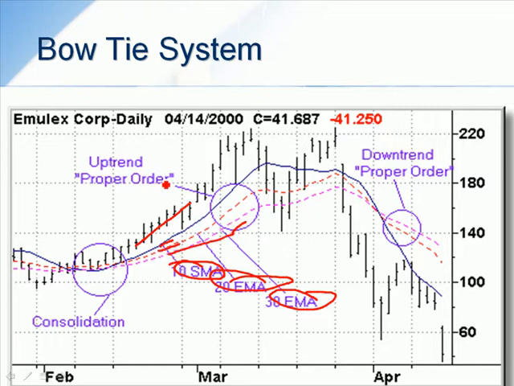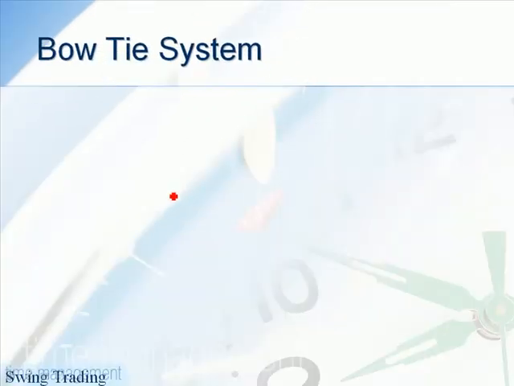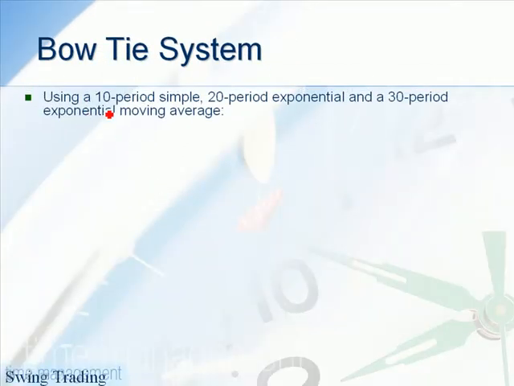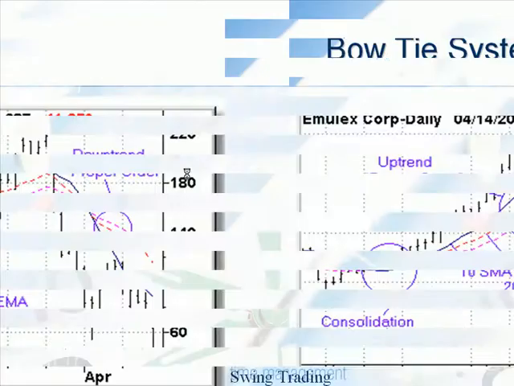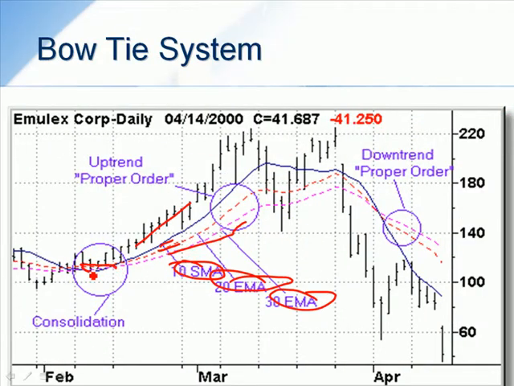The rules are these. Using the 10-period simple, 20-period exponential, and 30-period exponential moving averages, they should converge and then spread out again, giving the appearance of a bow tie. At this juncture, the moving averages should be in the proper uptrend order. That is, 10 is inside the 20, which is inside the 30. Just to show you that example, they've converged around here, and then they start fanning out. So you've got them in the proper order, all fanned out.